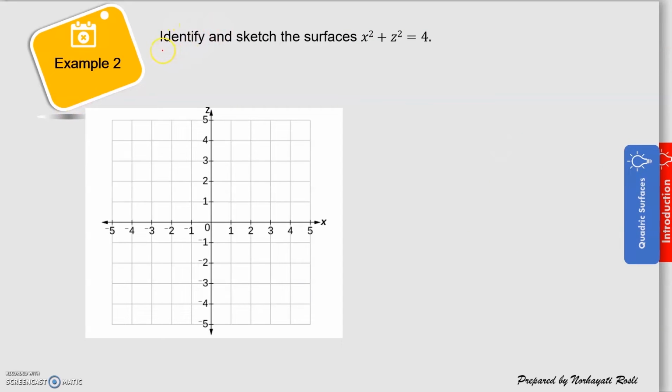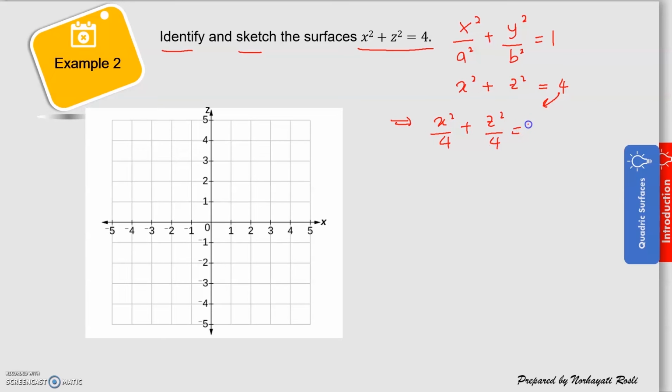This question asks us to identify and sketch the surface of x squared plus z squared equals 4. So the first thing that you need to do is identify the surface. Now we know we have a general form, x squared divided by a squared plus y squared divided by b squared equals 1. We can write this equation in this kind of general form, that is, we have x squared plus z squared equals 4. So therefore we can move to this side, which means we will have x squared divided by 4 plus z squared divided by 4 equals 1.